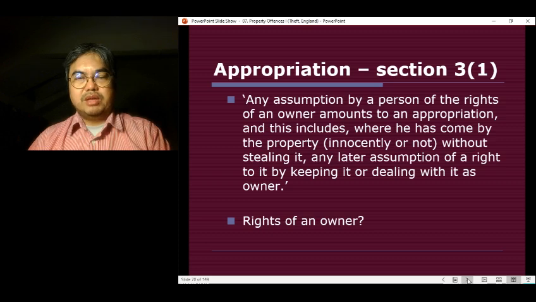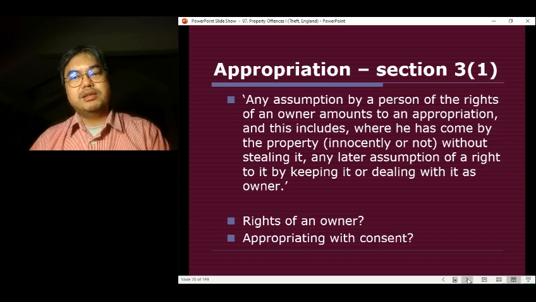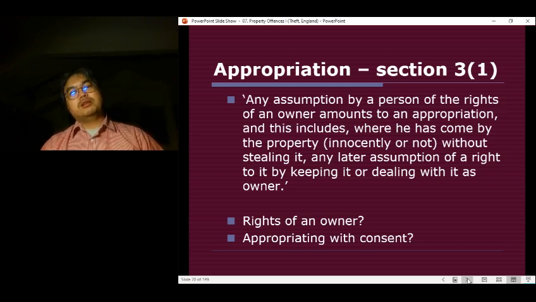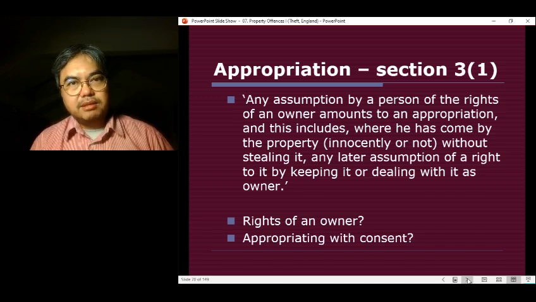Okay, so there are a lot of things that we need to talk about. Assumption by a person of the rights of an owner. What are the rights of the owner? And what if you actually appropriate with consent? So basically, what Section 3 is saying is that if you take on the rights of the owner, any assumption by a person of the rights of, you assume the rights of the owner. Now, please be very careful on this.